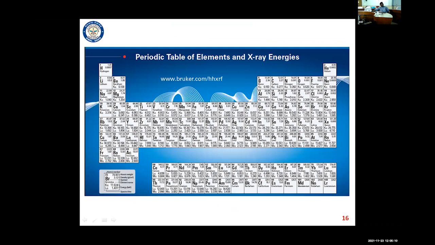Now, I'm showing here the periodic table of the elements along with the X-ray energy. Suppose I have iron. Here you can see the atomic number, atomic weight, the density, and also the K alpha energy and L alpha X-ray energies. Now, how am I using these energies to identify the elements present in my material? I will explain.